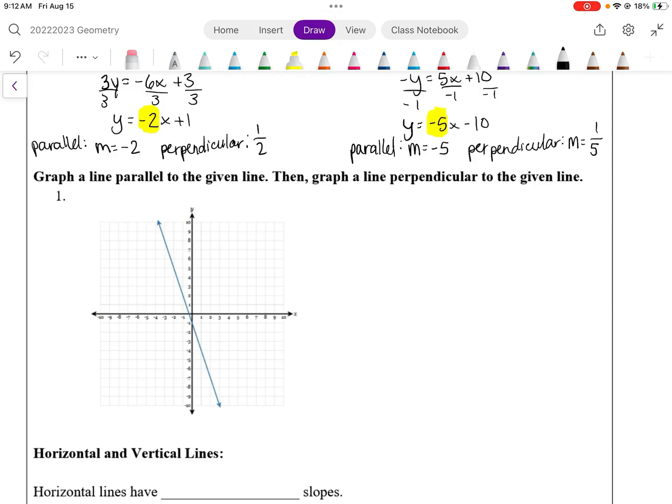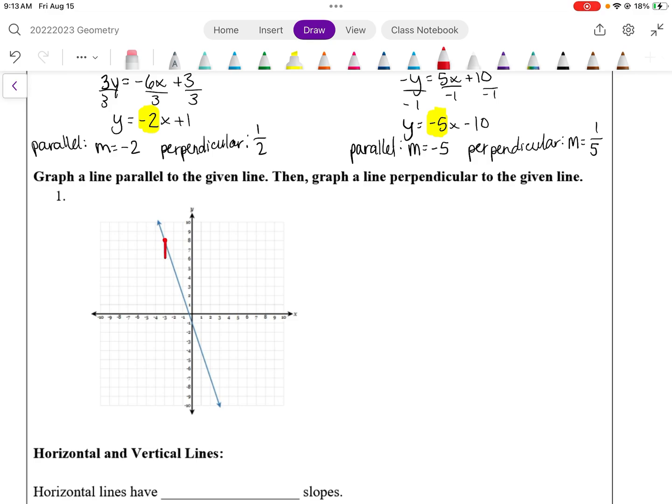Okay, graph a line parallel to the given line. Then graph a line perpendicular to the given line. Okay, fun. I'm going to use 2 different colors, so we kind of have some flexibility here. So if I want my line to be parallel, which is what I'm going to do first, we'll do this one in red. I want the same slope.